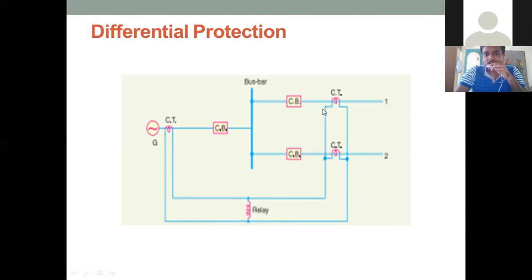Then, as usual, you know what differential protection is. Therefore, CTs are connected here, and another CT is also connected at the input side, at the generator side where it gives the supply to the bus bar. Between these two, primary is connected with the primary and secondary is connected with the secondary, and a relay coil is connected here.